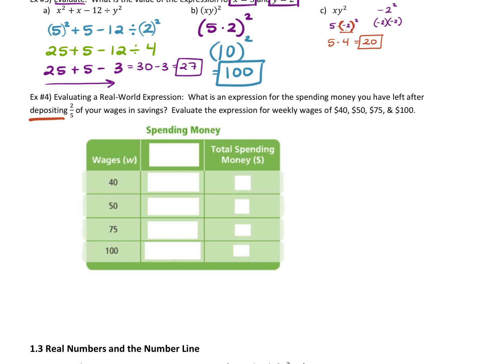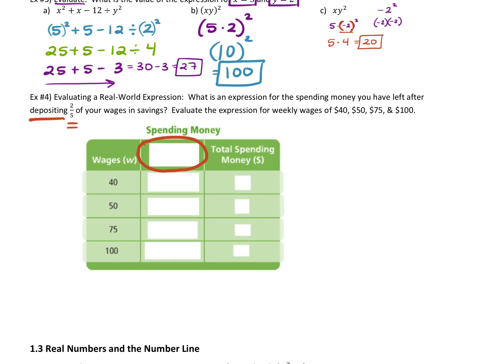You're depositing more money into your account, 2/5 of your wages into your savings account. You should do this. Save your money. Actually invest your money. That's where you're going to make some good money. It says, evaluate the expression for weekly wages of $40, $50, $75, and $100. So if your wages are W, and we want to put 2/5 of that into the bank, what is going to go here? What's our general expression?